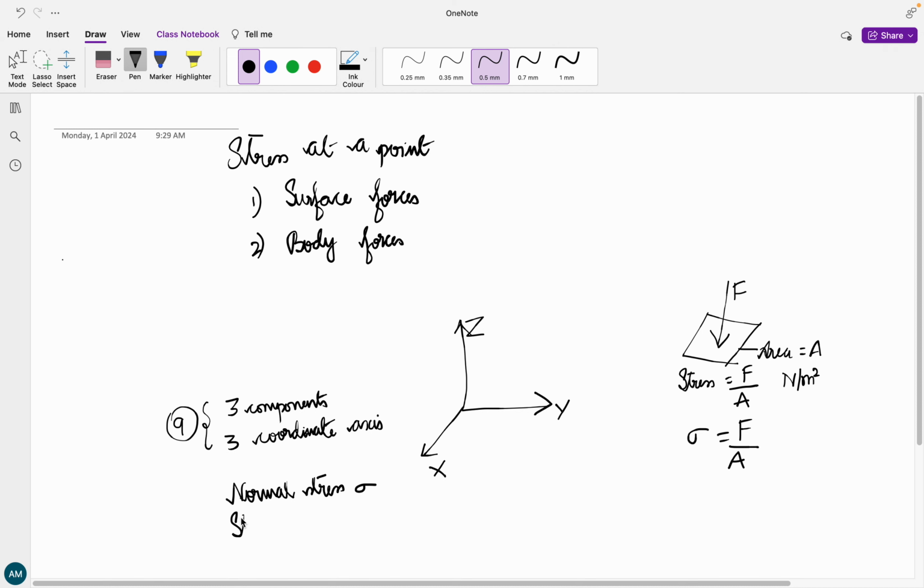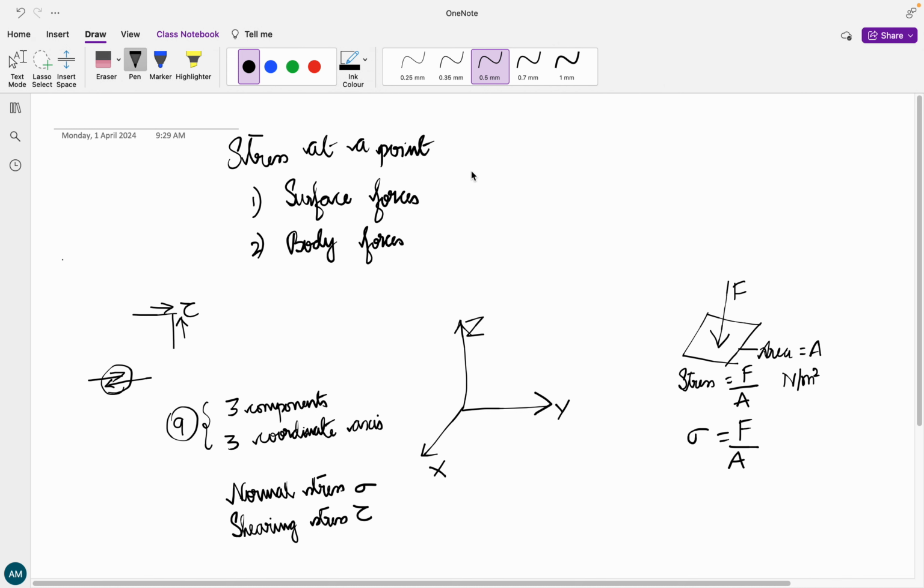Then we are going to have a shearing stress represented by tau. Shearing stress, if we can recollect from SOM, is with respect to 2 planes. So one is going to move in one direction, the other one is going to move in the other direction. Here, we are going to have a shear that is created, usually at the corners of a body. So this is how a shearing stress is denoted.